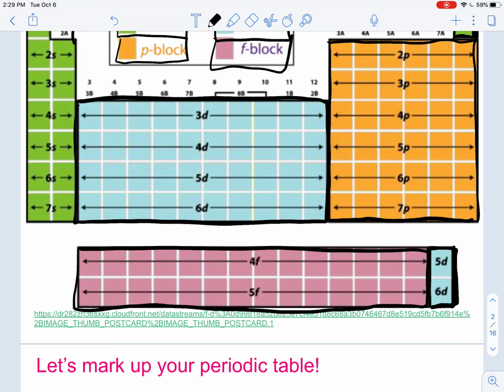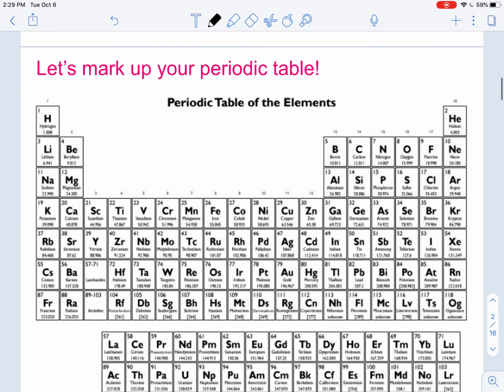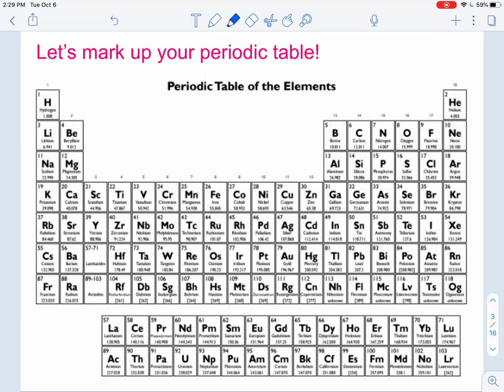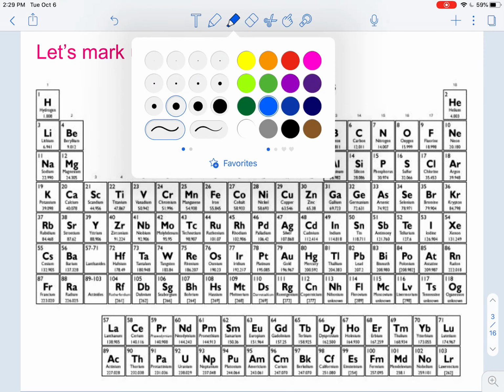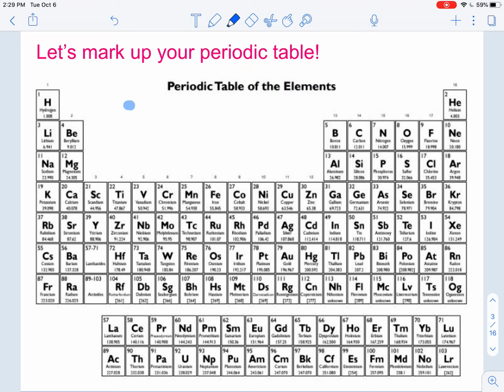Let's go ahead and mark up our tables. Again, it does not matter what color you use. So maybe I'll just do blue as the S block, put a little spot. S block elements. So again, those are the alkali metals, alkaline earth metals, as well as helium over here.